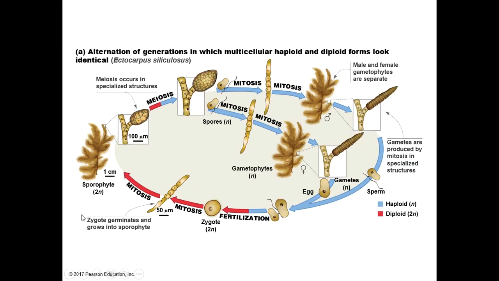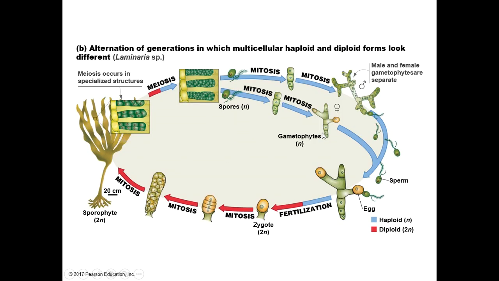So this is one where, notice the sporophyte and the gametophyte look exactly the same. But sometimes we'll see it where the multicellular haploid and diploid forms look very different. So here the sporophyte is large and the gametophyte is very small. But it's the same idea, same life cycle, just a different look to the gametophyte. It just depends on which is more dominant. In this case, the sporophyte is the dominant stage, so the gametophytes will be the smaller ones.